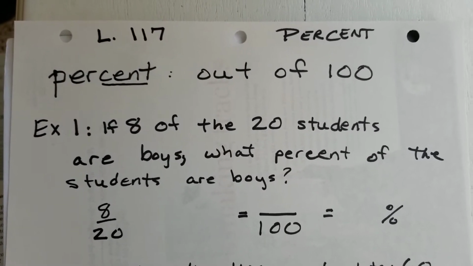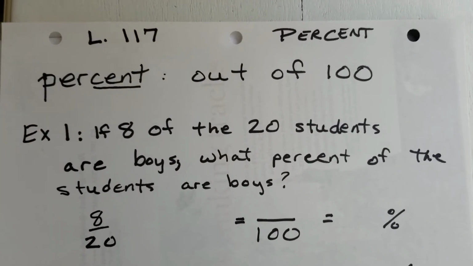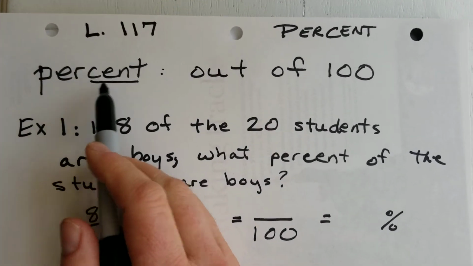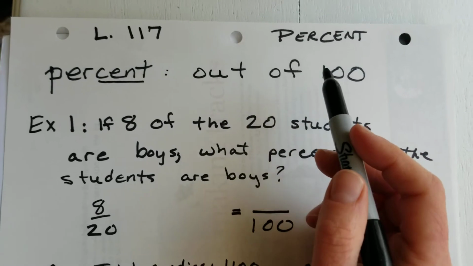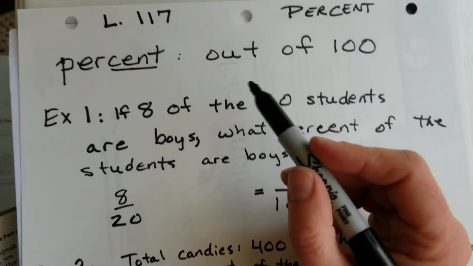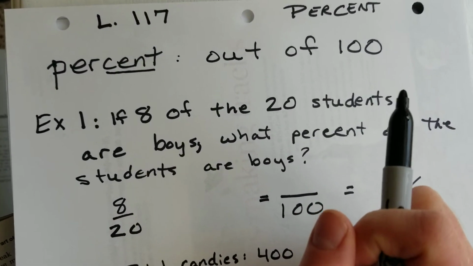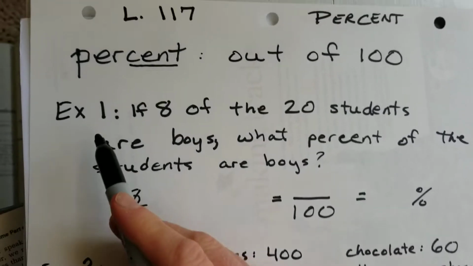We're using percent to name part of a group. Now, if you remember what percent means, it means per 100 or out of 100. Not all groups are made up of 100, so you need to do something in order to find the percent. So let's look at example 1.